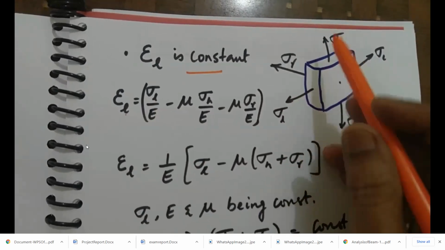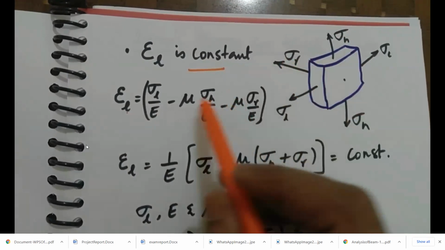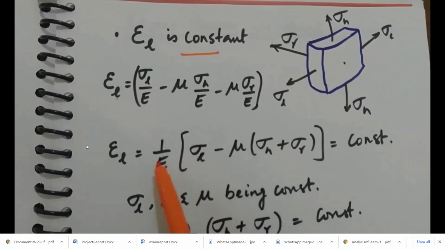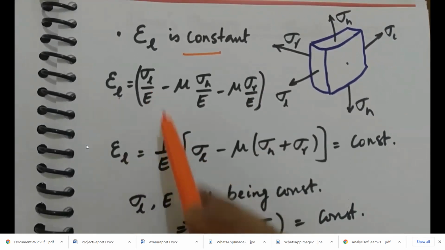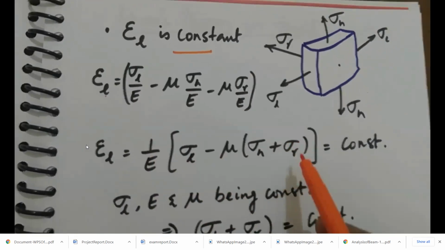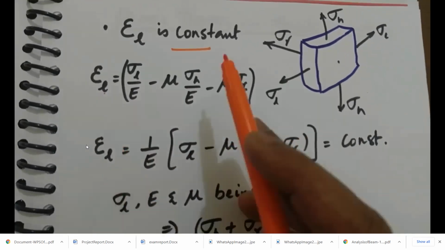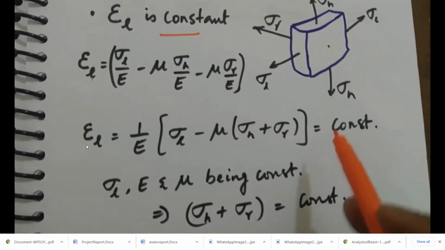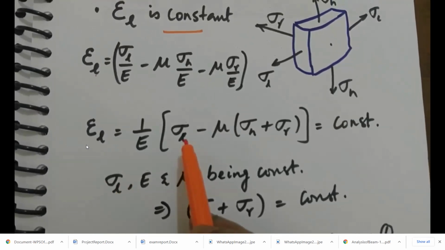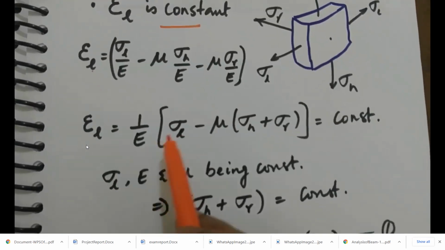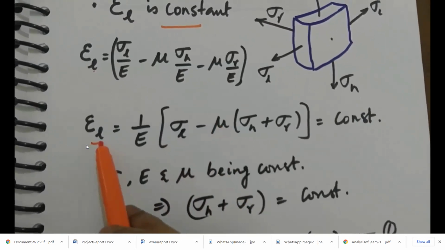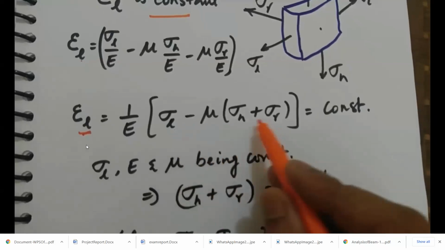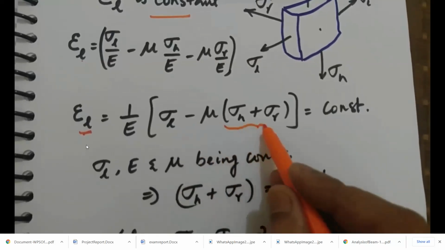Now, the strain due to this and this stress is given by minus mu sigma h by E minus mu sigma r by E. So, taking mu common, we rewrite this equation, taking 1 upon E common for the whole terms, and we write sigma L as constant. So, this whole term sums up to a constant number, but sigma L is constant, E is a constant number for a material, mu is also constant, and sigma L we know is constant. Therefore, it is imperative that in this entire equation the sum of these two terms must also be constant.